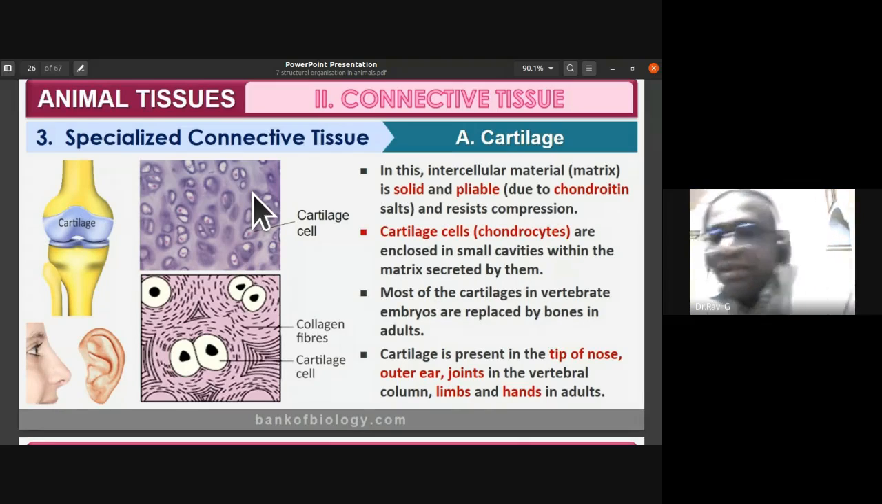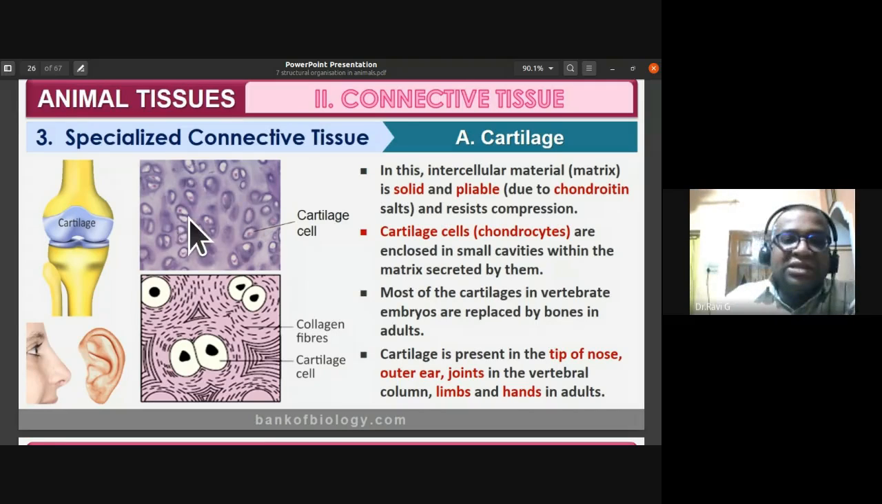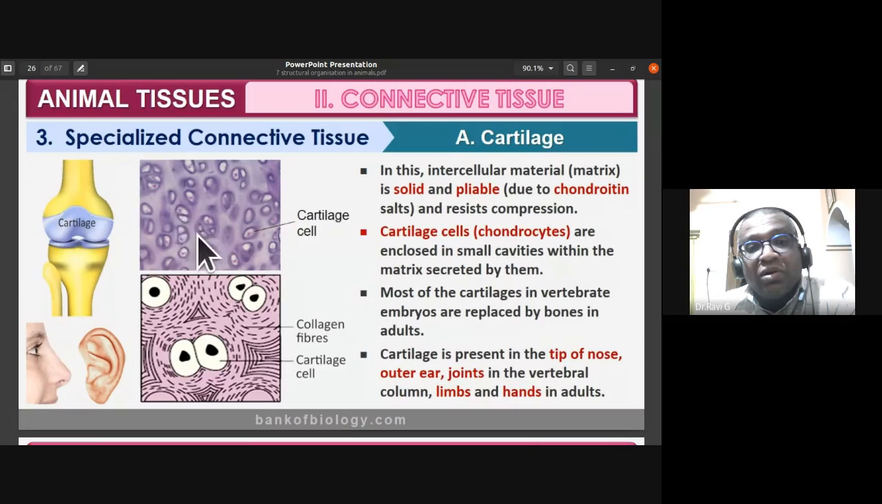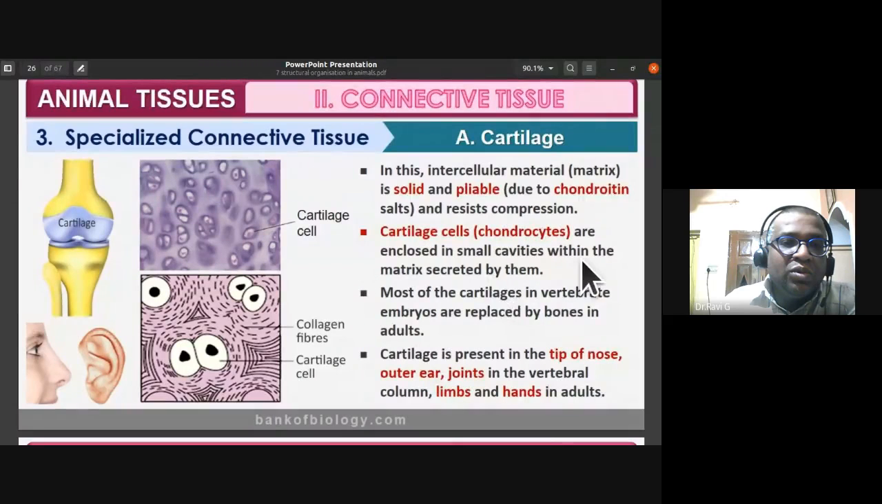Okay, cartilage cells, you can notice here the cartilage cells, chondrocytes, are enclosed in small cavities within the matrix secreted by them. So we call them lacunae. The lacunae have the chondrocytes. Some of them will have single chondrocytes, some have two, some might have four per lacuna.